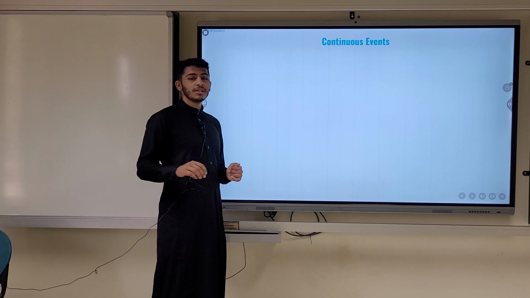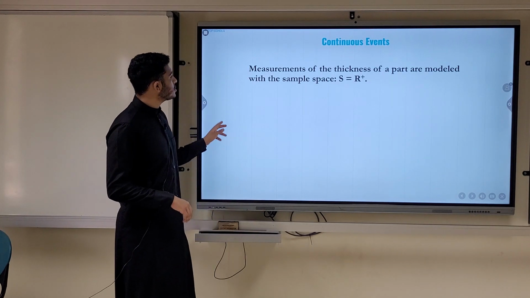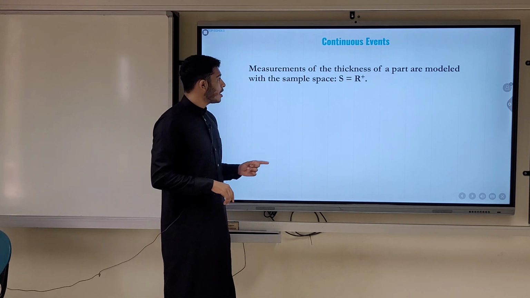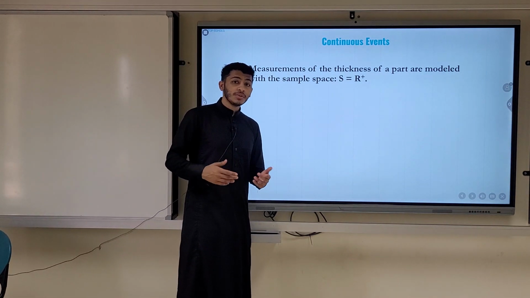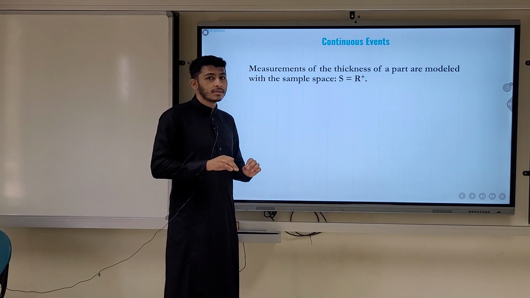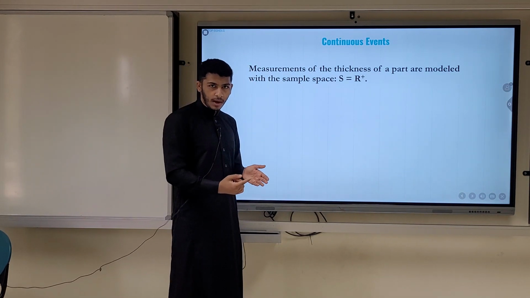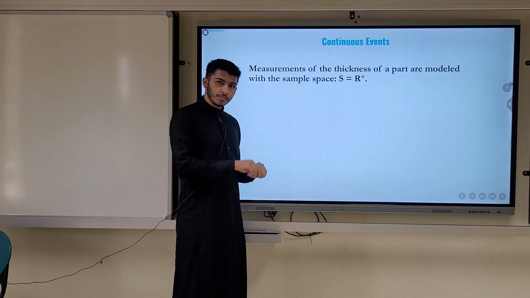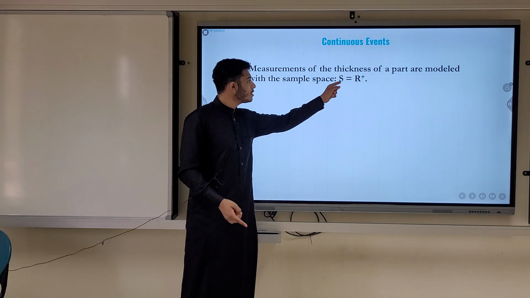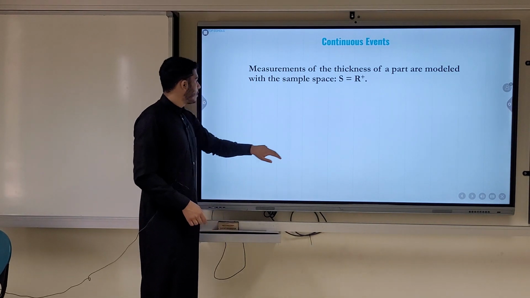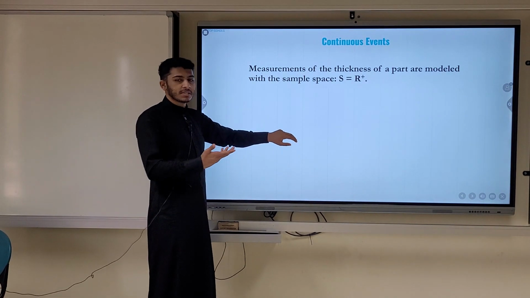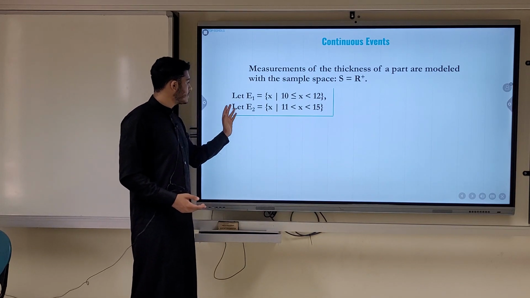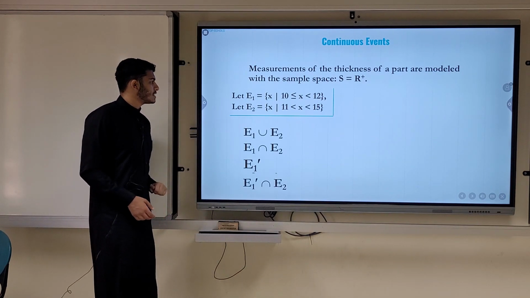Now let's solve a question on continuous events. The question says a measurement of the thickness of a part is modeled with a sample space of S equals R positive. As we have said, continuous sample spaces are intervals, not necessarily a number of outcomes that we can count. They are just intervals of real numbers. So our sample space is an interval from 0 up to infinity, where it includes all the positive numbers. Now, the events are also going to be intervals, since the sample space is intervals. So our events are going to look something like this. We have these events, and we have to solve these questions on these events.